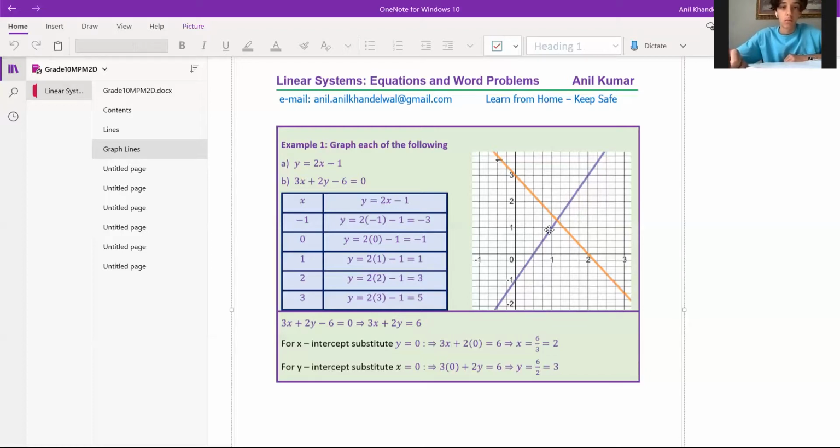Now, if I have the other line which is exactly the same, 2x minus 1, I may rearrange it. You understand my point? I could have 2x minus y minus 1 equals 0. It is actually the same line. So if I have exactly the same line, it will overlap. There will be infinite solutions, because they're overlapping and matching up at each and every point, right? So there are infinite solutions since the line has infinite points. Do you get the idea?